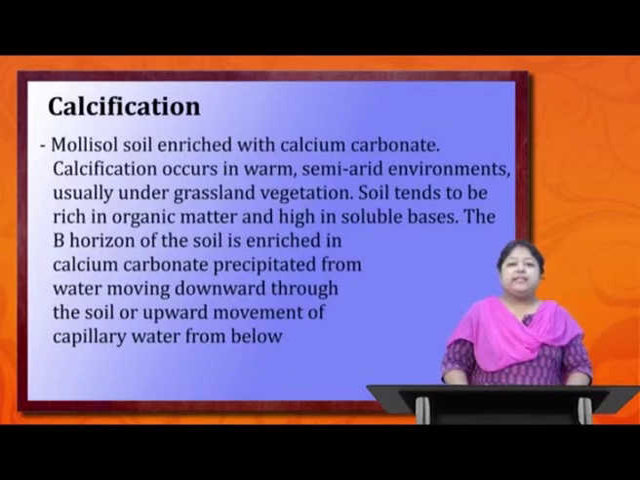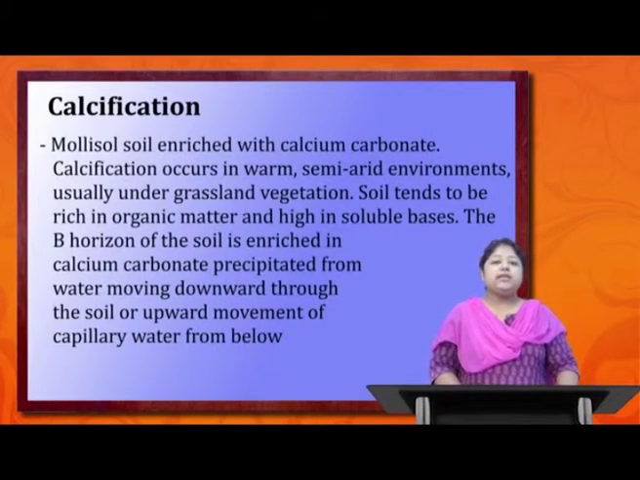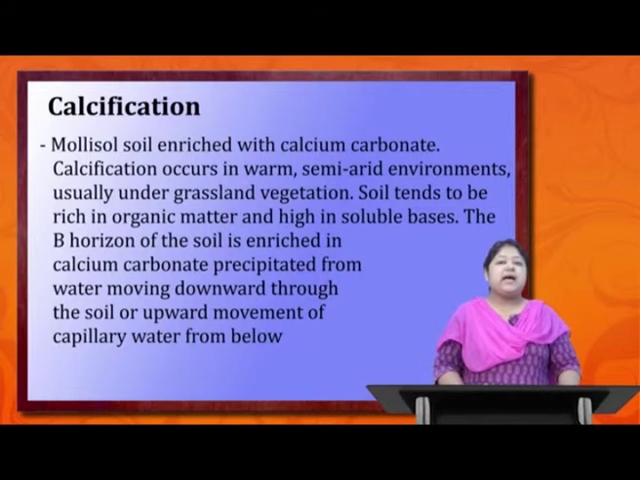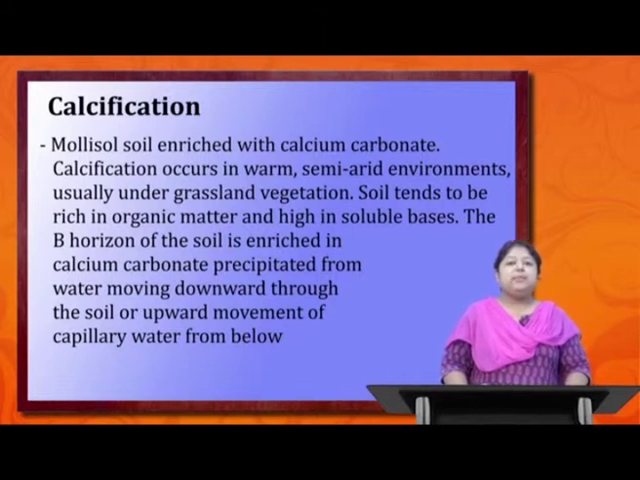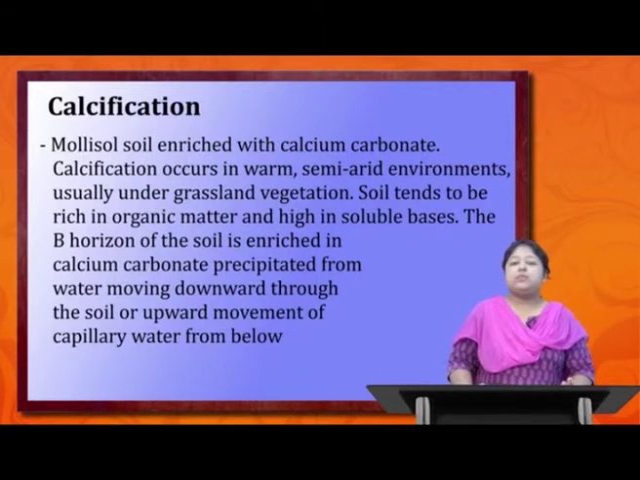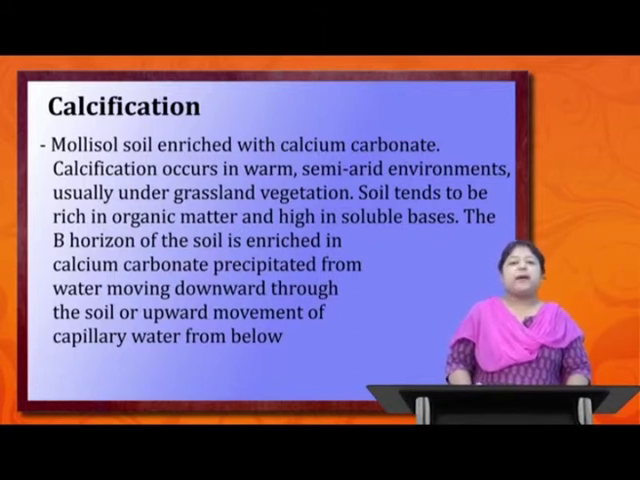Now, this occurs in warm and semi-arid environments, usually under grassland vegetation, and the soil tends to be rich in organic matter and high in soluble bases. The B horizon of the soil is enriched in calcium carbonate, which is precipitated from water moving downward through the soil or from upward movement of capillary water from below.